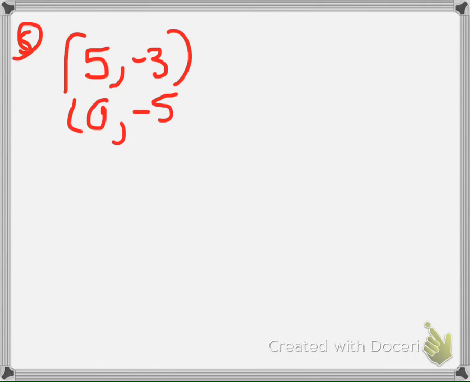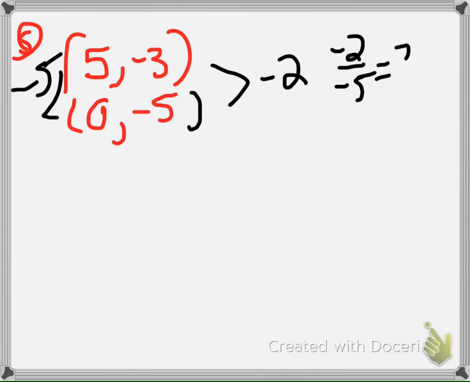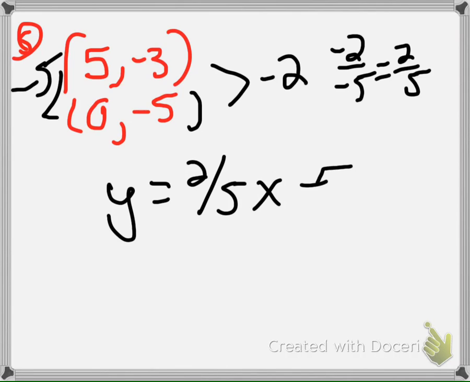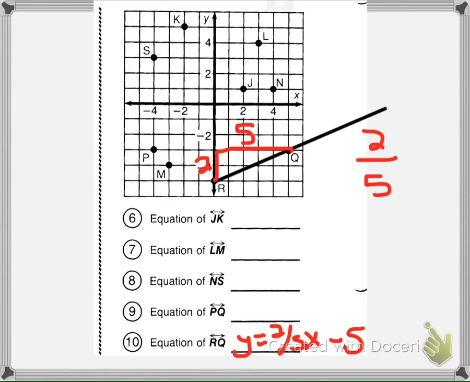Last problem. Negative 3 to negative 5 is going down 2, and 5 to 0 is going down 5. So we have negative 2 over negative 5, which is really the same as 2/5. And we don't need to do any work here for the b because, look, where x is 0, y is b, so y equals 2/5 x minus 5, which is the same thing we had when we did it on the graph with our slope triangle.